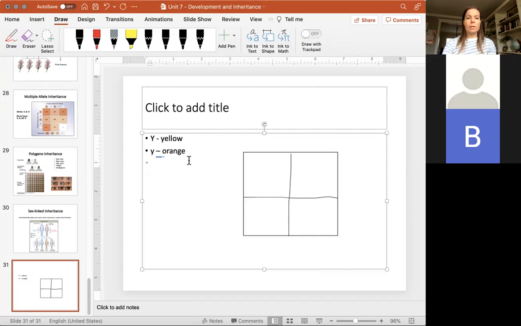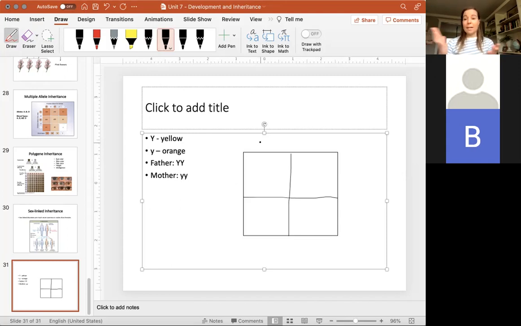The father is homozygous dominant. So what would his genotype be? If he's homozygous dominant, 2 capital Y's. Yeah, good. 2 dominant alleles, 2 capital Y's. What if the mother is homozygous recessive? She would have 2 oranges. So two orange alleles. So that would be represented with 2 lowercase y's. Good. And then we just want to see what their offspring are.